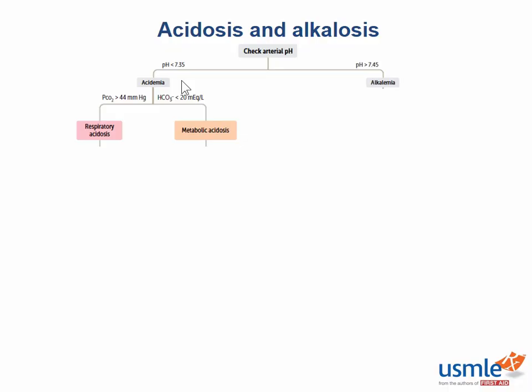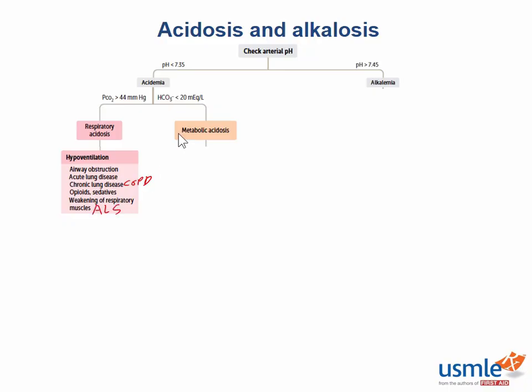If the PCO2 is greater than 44, then we know that this is a respiratory acidosis because carbon dioxide is being retained. This is caused by anything that causes hypoventilation, such as airway obstruction, acute lung disease, chronic lung disease like COPD, opiates, sedatives, or weakening of the respiratory muscles, as seen in ALS or amyotrophic lateral sclerosis.